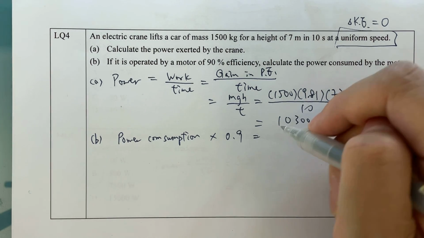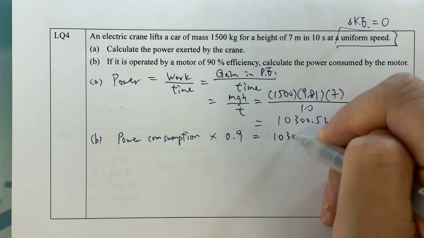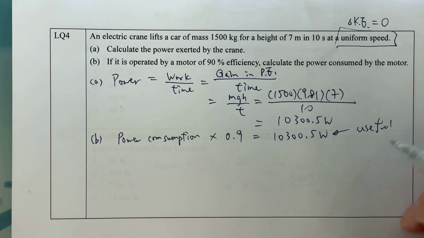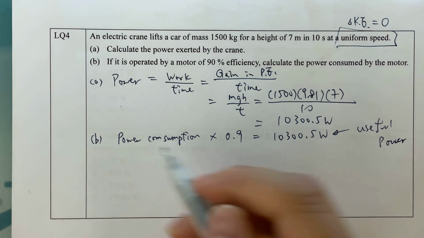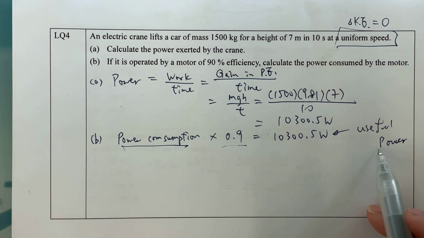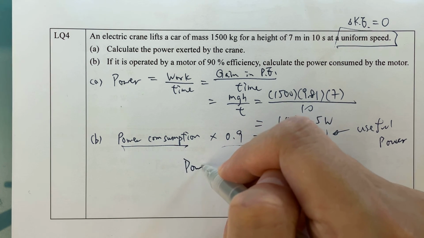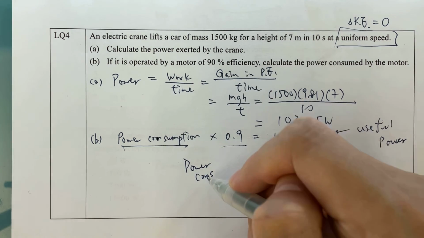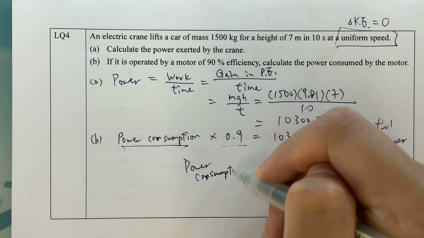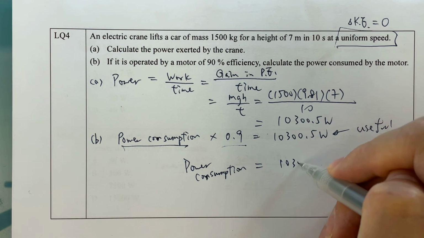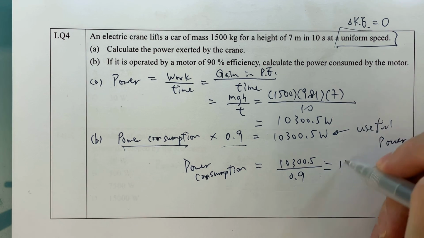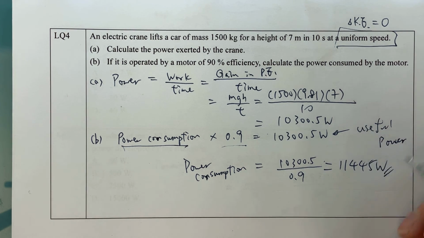And which is equal to 10300.5 watts. So this is the useful power. This is the power you put in. Only 90% is useful. So if you look for the power consumption, wrong spelling here, consumption should be equal to 10300.5 divided by 0.9. So that is 11445 watts. Okay, so that is the answer for question 4.